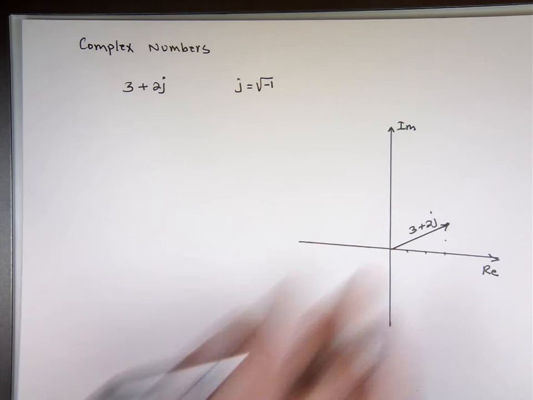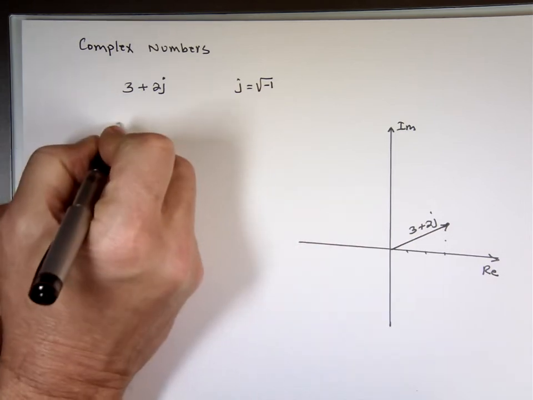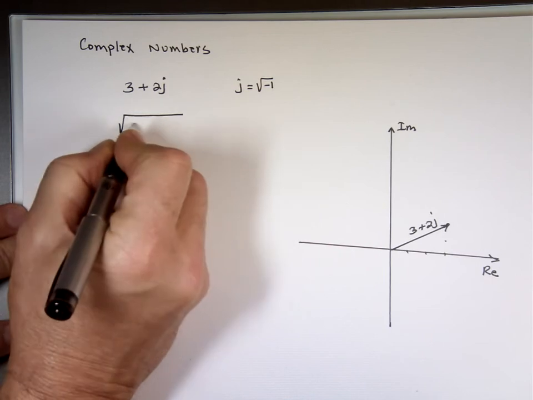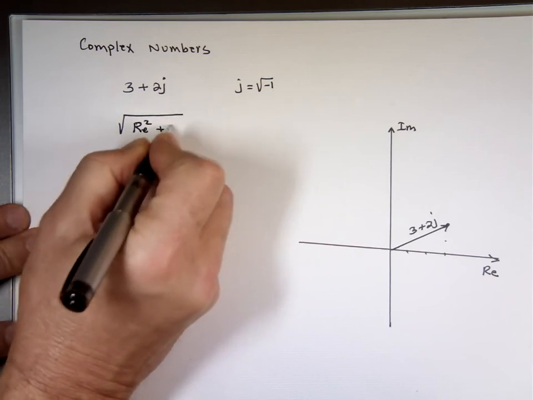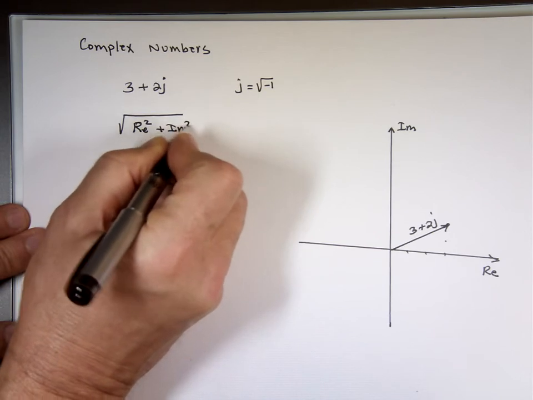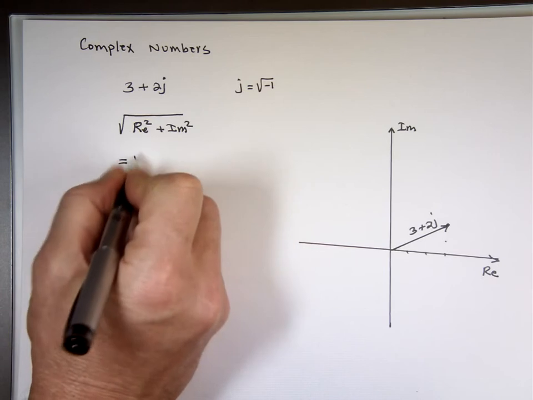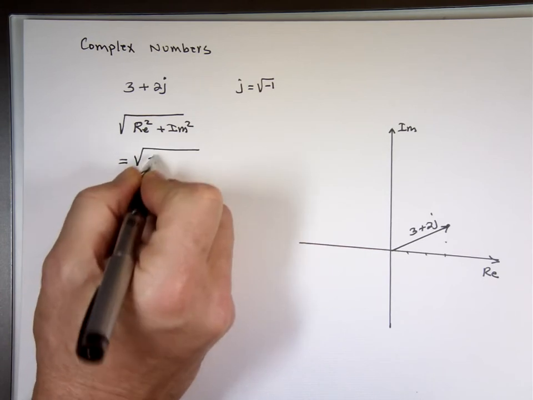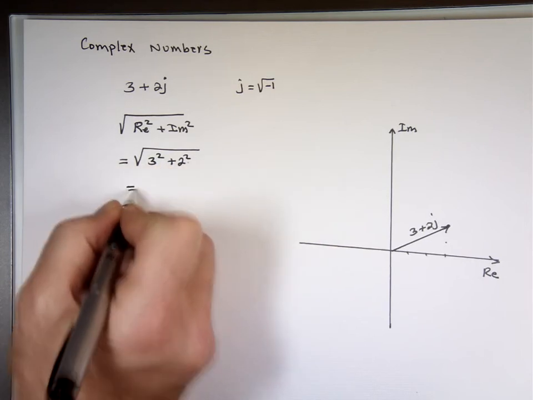And to change that to polar, the magnitude of that will be the square root of the real portion squared plus the imaginary portion squared. So that will be what? 3 squared plus 2 squared, that's 9, 4, which is what, 13?